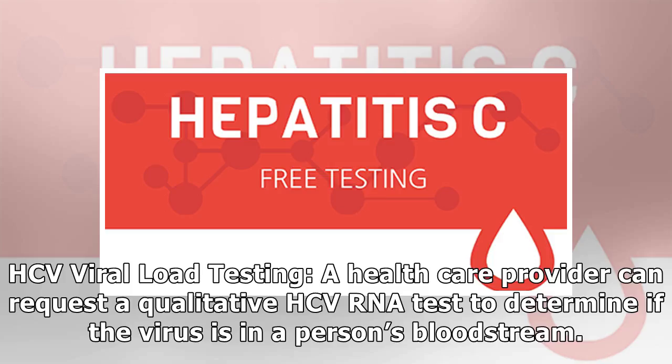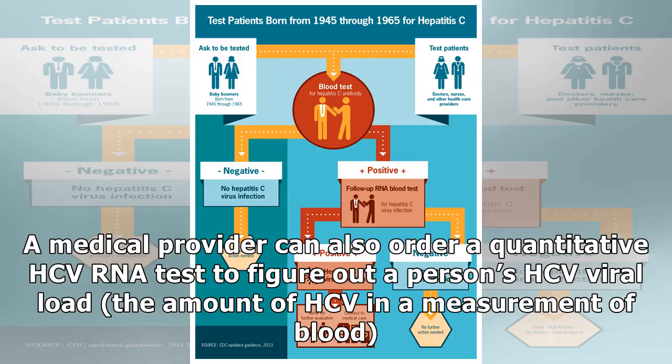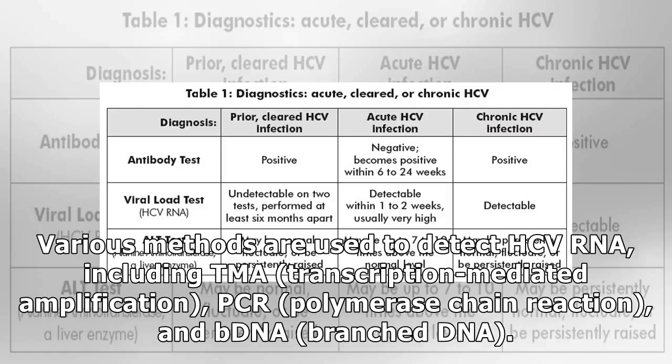HCV viral load testing. A healthcare provider can request a qualitative HCV RNA test to determine if the virus is in a person's bloodstream. A medical provider can also order a quantitative HCV RNA test to figure out a person's HCV viral load, the amount of HCV in a measurement of blood. Various methods are used to detect HCV RNA, including TMA, transcription-mediated amplification, PCR, polymerase chain reaction, and bDNA, branched DNA.